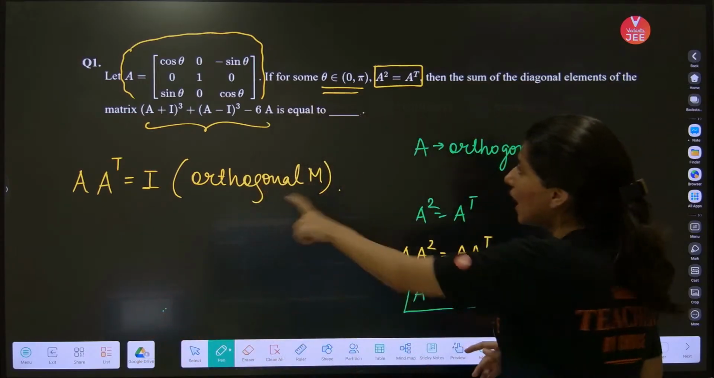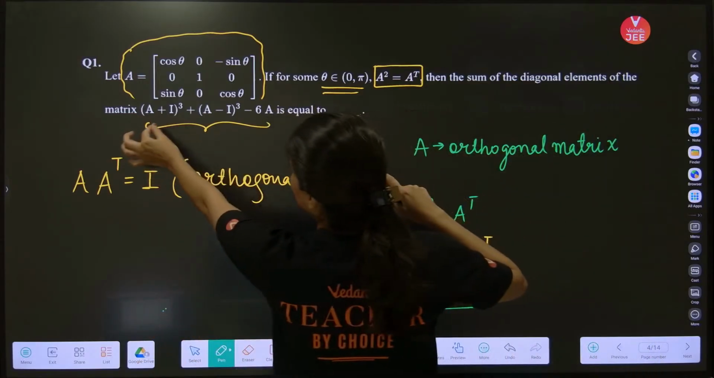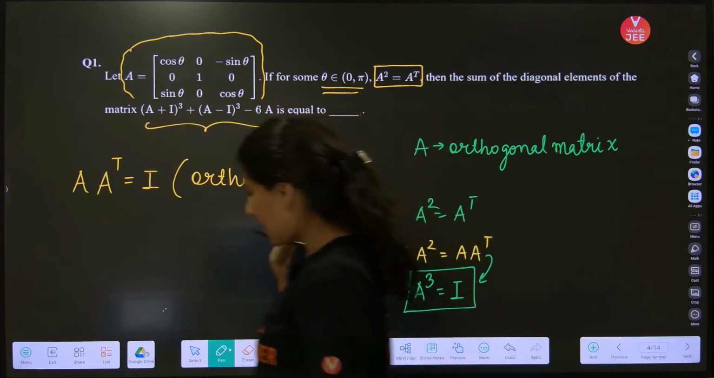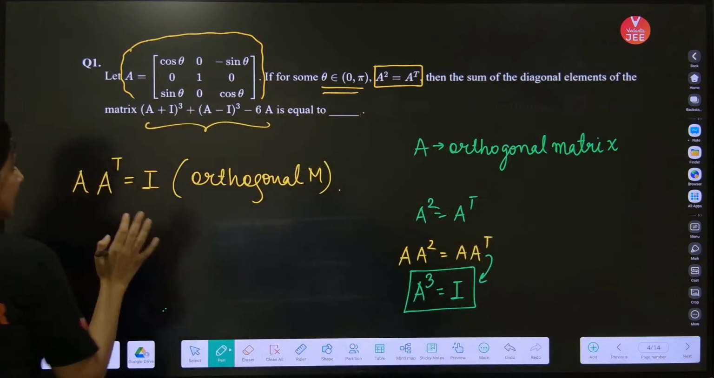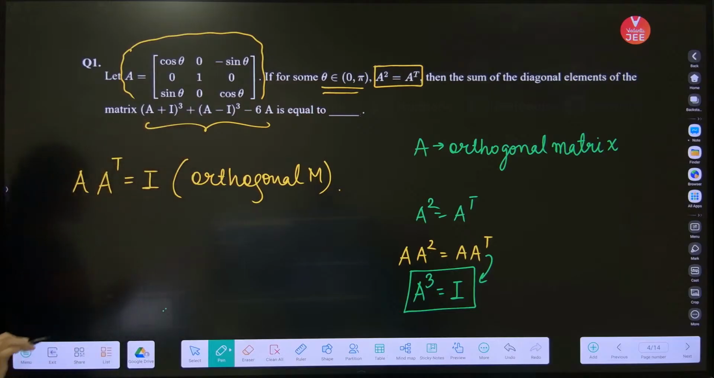Now we need to talk about this: A plus I whole cube plus A minus I whole cube minus 6A. So A plus I whole cube, let's expand this.